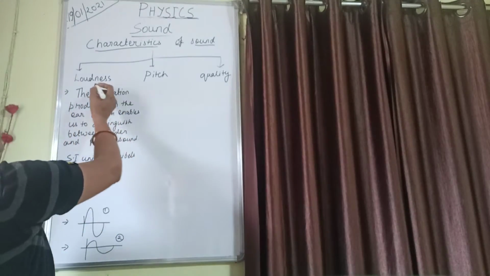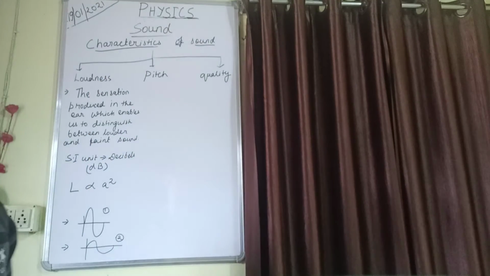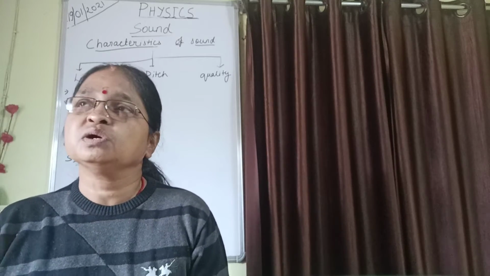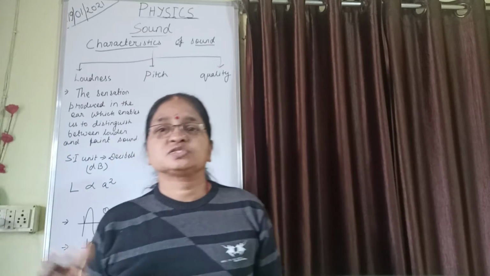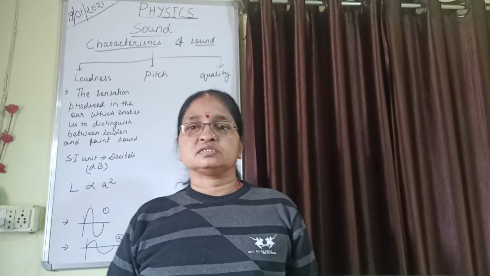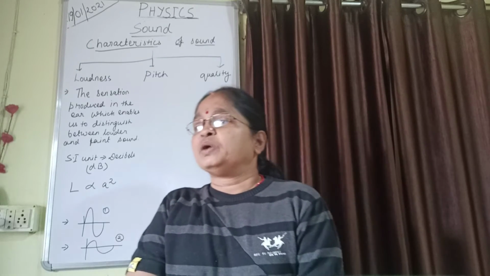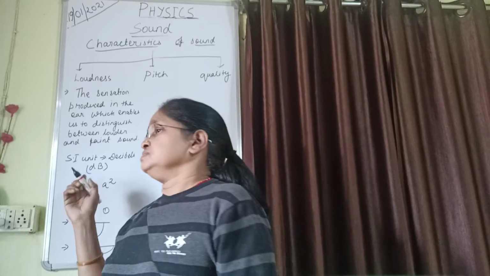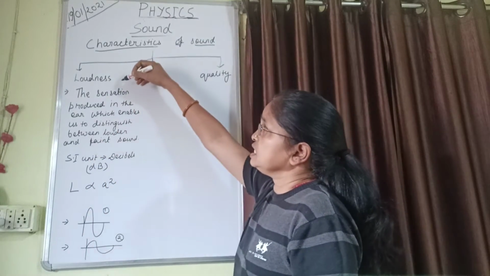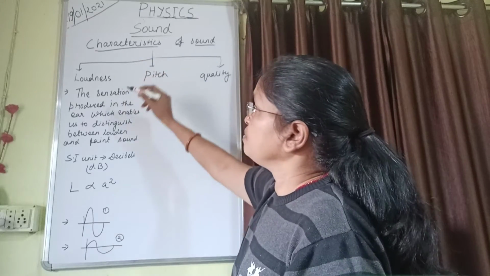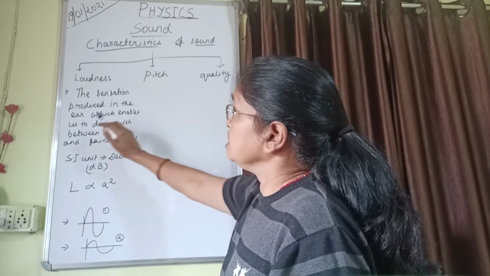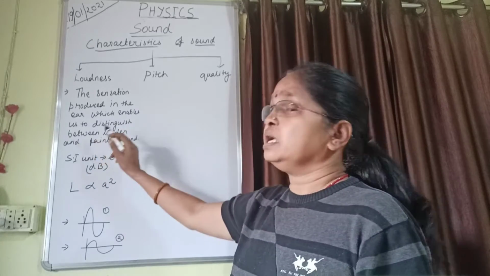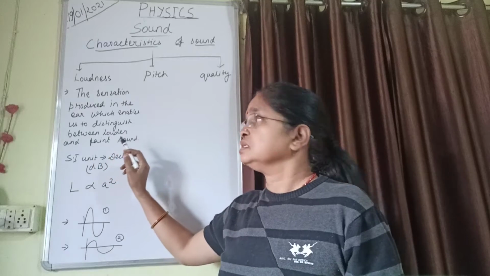So first is loudness. Loudness, students, is very common to you because you are most familiar with it. In a classroom, you have more experience of this loudness. So loudness is the sensation produced in the ear which enables us to distinguish between louder and faint sound.